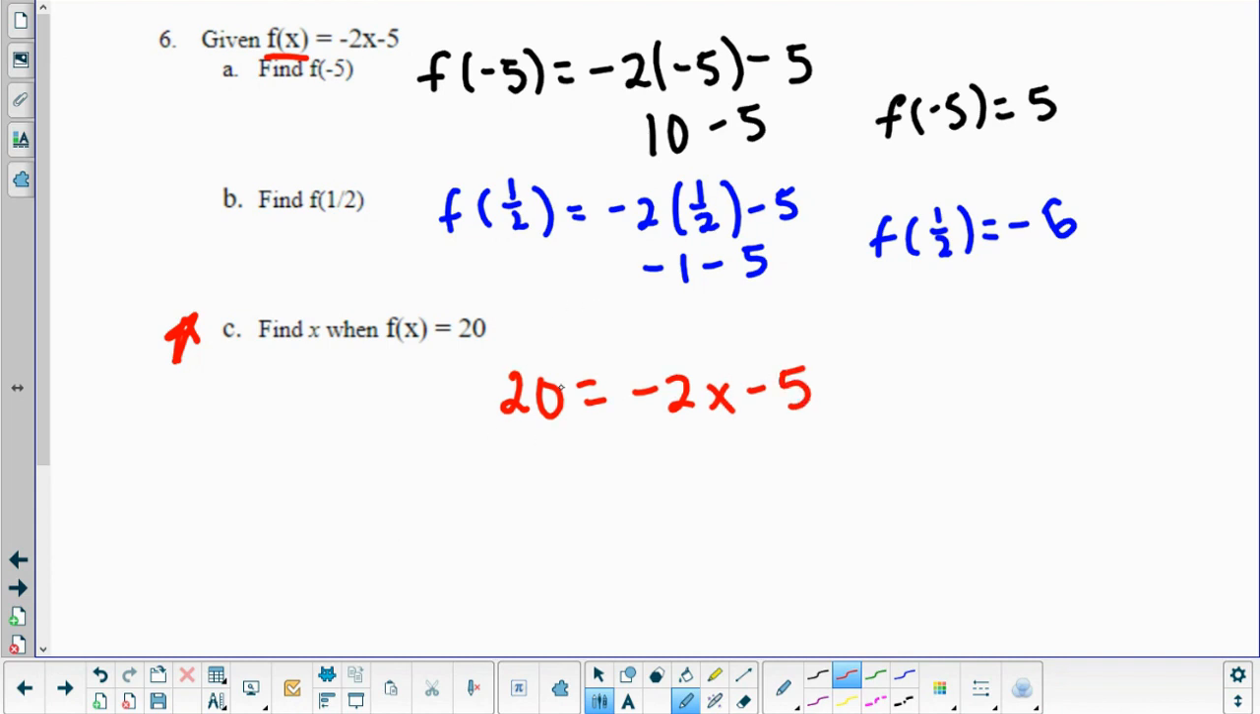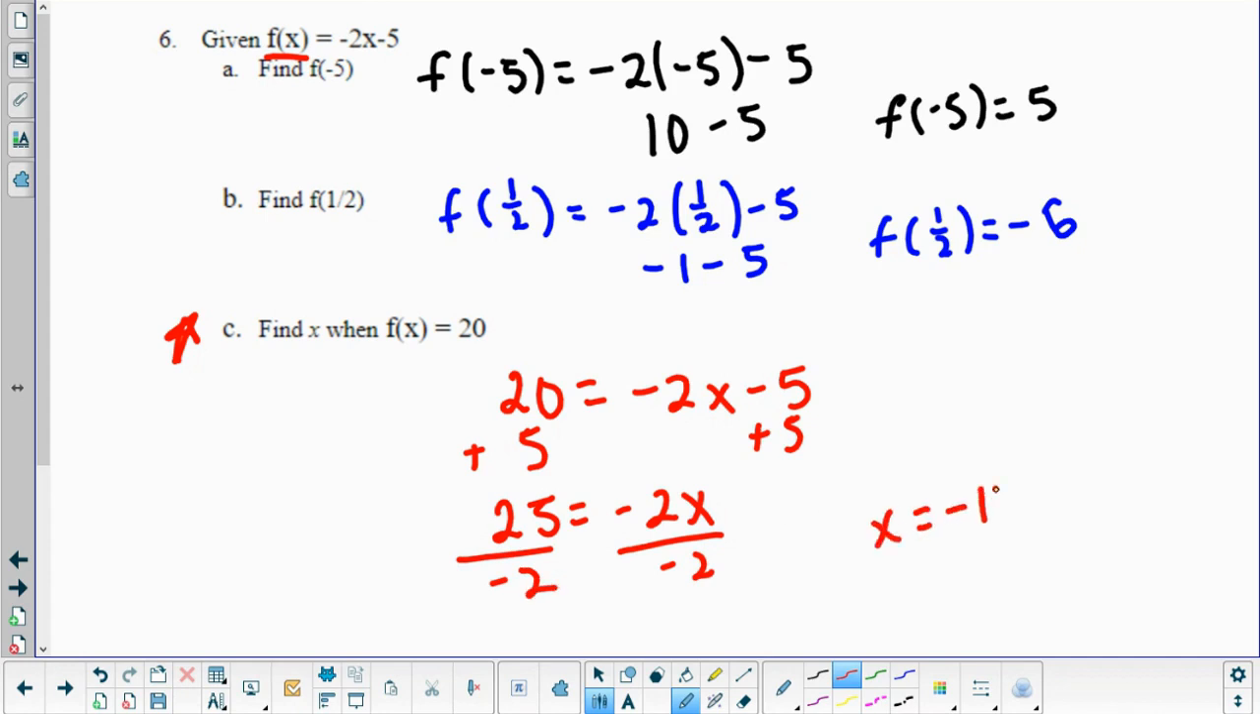So do you see how the 20 went in a different location in this one than the other two before it? So if I go ahead and solve for x, I'm going to add 5 to both sides. So I get 25 equals negative 2x. And if I divide both sides by negative 2, I get x equals negative 12.5. And that would be my final answer for that one. Okay, please make sure that on your test you're showing work whenever possible.